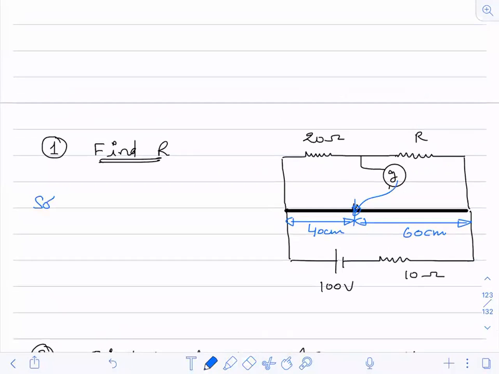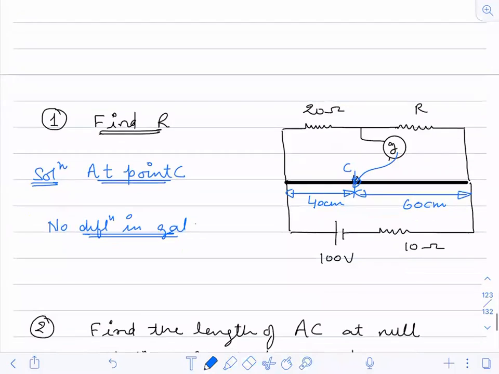So what I'm assuming is that at a point, let us call this point C, there is null deflection, or no deflection, in the galvanometer. What can I write? P by Q is equal to R by S.